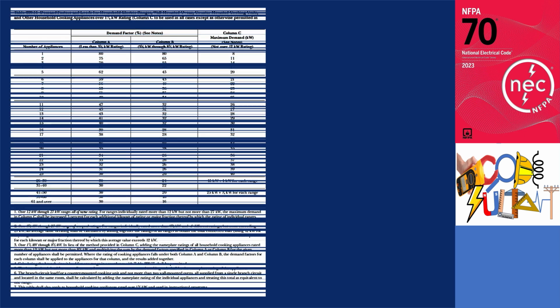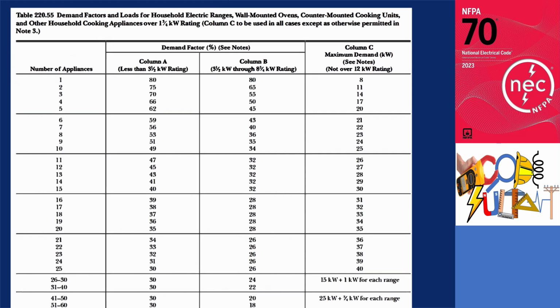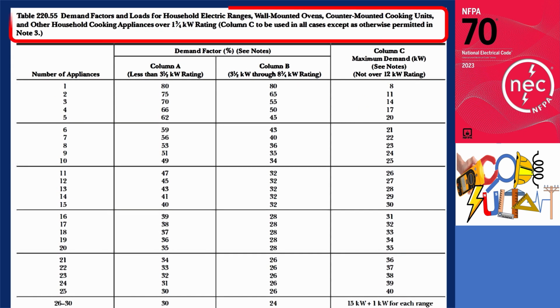Table 220.55, Demand Factors and Loads for Household Electric Ranges, Wall-Mounted Ovens, Counter-Mounted Cooking Units, and Other Household Cooking Appliances over 1 3/4 kilowatts rating. Column C to be used in all cases except as otherwise permitted in Note 3. Let's define more clearly the common terms and practical appliances we encounter in kitchens and in this table.